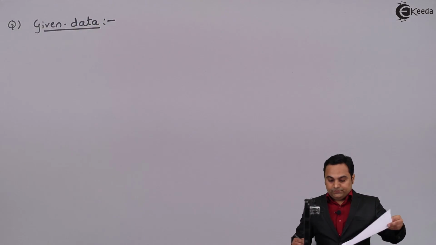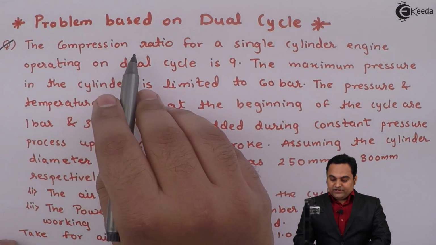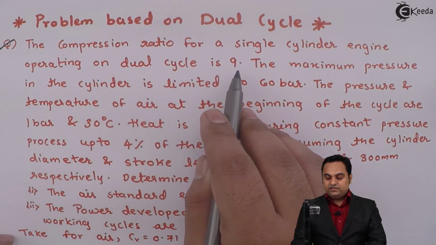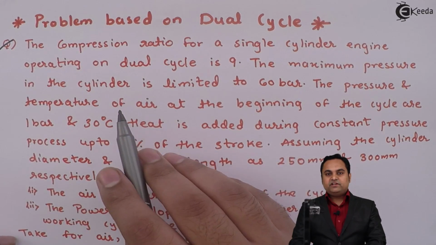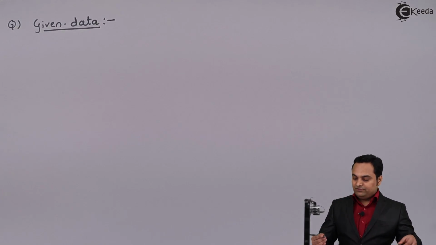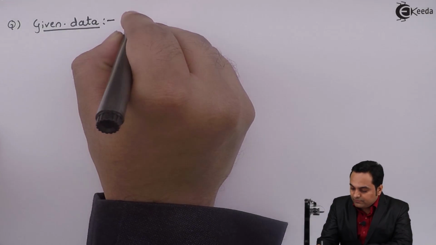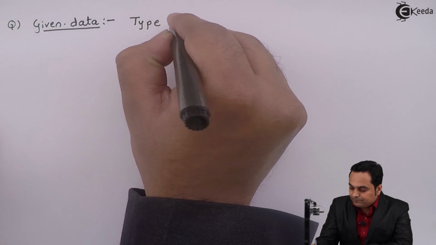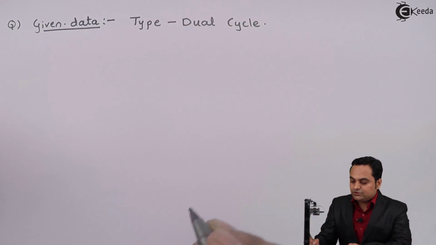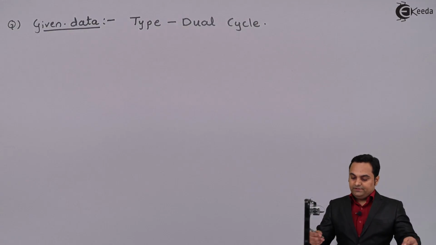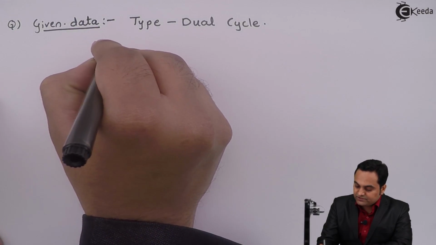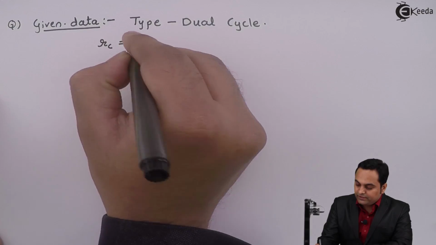Now, the compression ratio for a single cylinder engine operating on dual cycle is 9. So the first thing we can identify here is the type of the cycle, which is given as dual cycle. I'll write down the type. It is dual cycle. Then the compression ratio is given as 9. Compression ratio is denoted as r suffix c, and that is equal to 9.